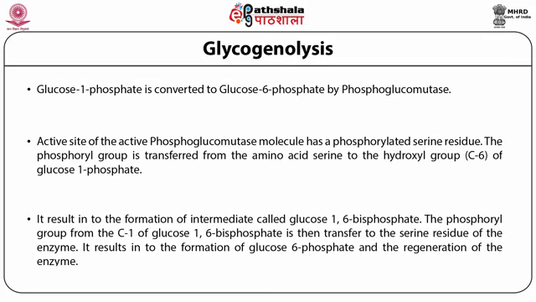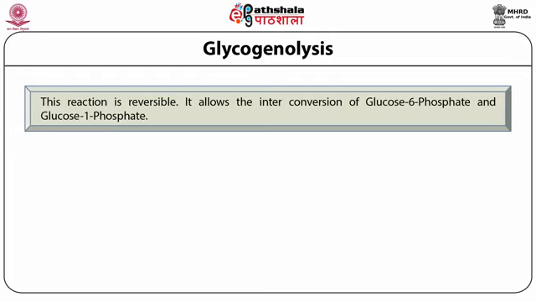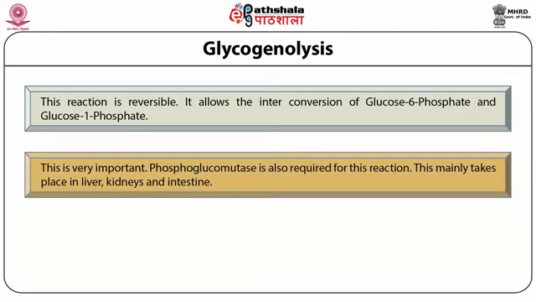The phosphoryl group from the carbon number 1 of glucose 1,6-bisphosphate is then transferred to the serine residue of the enzyme. It results in the formation of glucose 6-phosphate and the regeneration of the enzyme. This reaction is reversible. It allows the interconversion of glucose 6-phosphate and glucose 1-phosphate. This is very important. Phosphoglucomutase is also required for this reaction. This mainly takes place in liver, kidney and intestine.